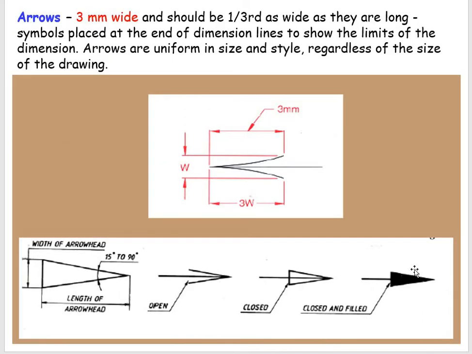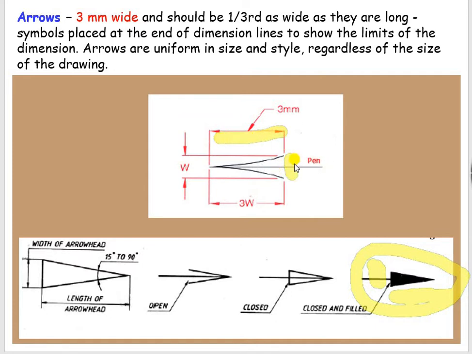Then one very important aspect of dimensioning is the arrowhead. There are different kinds of arrowhead, but in our course we will follow this particular one, with a closed and filled head. And always remember, many students make the mistake that the vertical height and the horizontal width should always be in the ratio of 1:3. That means if it is 1, it has to be 3. If it is 2, it is 6. If it is 3, it is 9. If it is 4, it is 12. That means whatever is the vertical length, the horizontal will always be 3 times.